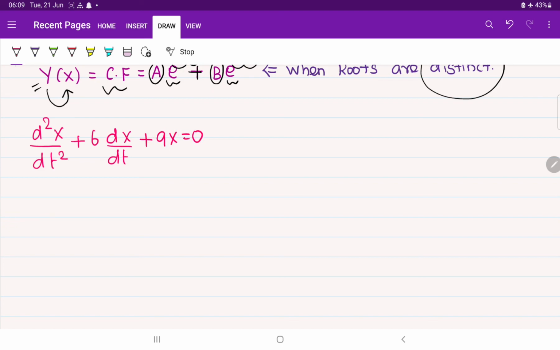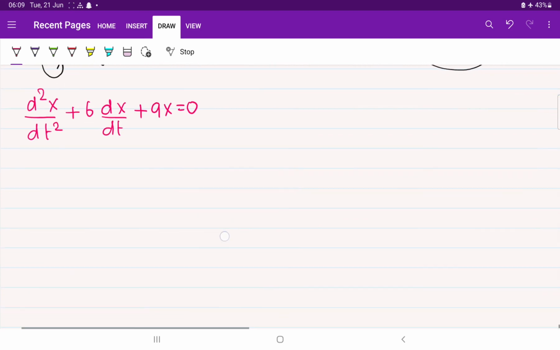Now tell me whether the particular integral will exist for this or not. If only the complementary function will exist, then how to write down the solution for that? This is all for this lecture. In the next lecture, we will come up with a solution for this given equation.